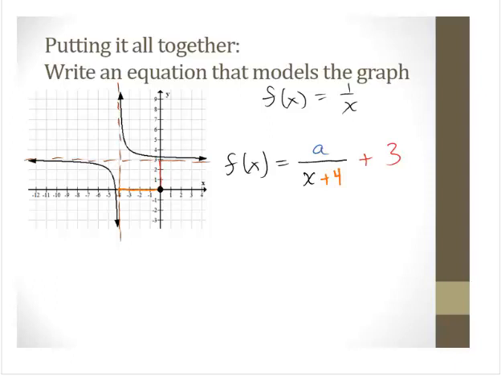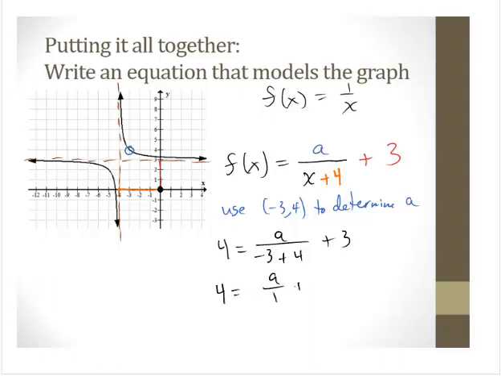Find another nice point on the curve. There's a good point at negative 3, 4. Use negative 3, 4 to determine a. So I would have 4 is equal to a over negative 3 plus 4, plus 3. 4 would equal a over 1 plus 3. 4 would equal a plus 3, and subtracting 3, a is 1. So the function then is 1 over x plus 4, add 3.